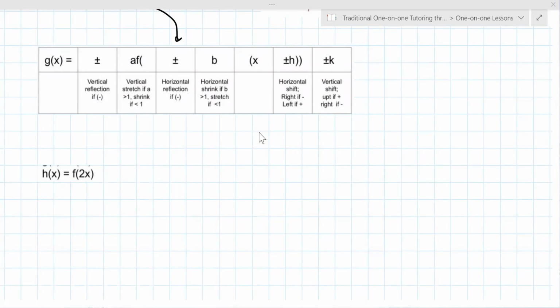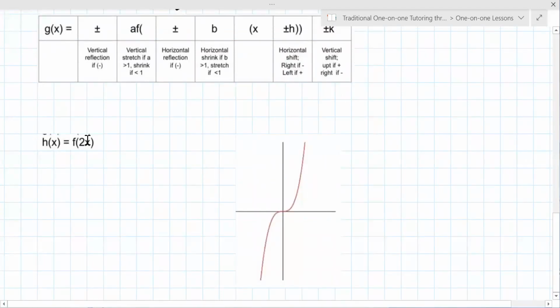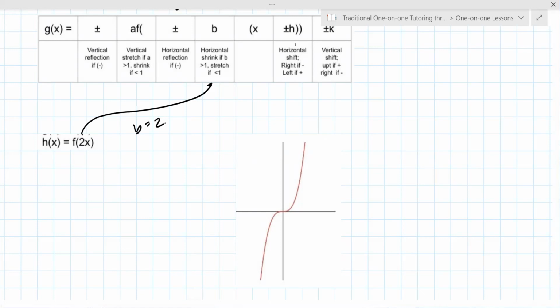So f of 2x. Okay, the 2 is inside parentheses. So notice if it's inside parentheses, it's horizontal. So this is your b. This is the b this time. This is your b equals 2. Okay, and it's a shrink if b is greater than 1, stretch if less than 1. So it's a horizontal shrink. So like, let's just say there's a point that's 2 away. It's now 1 away. And same thing down here. Let's say it's 2 away. It's now 1 away. So it shrinks like that horizontally.